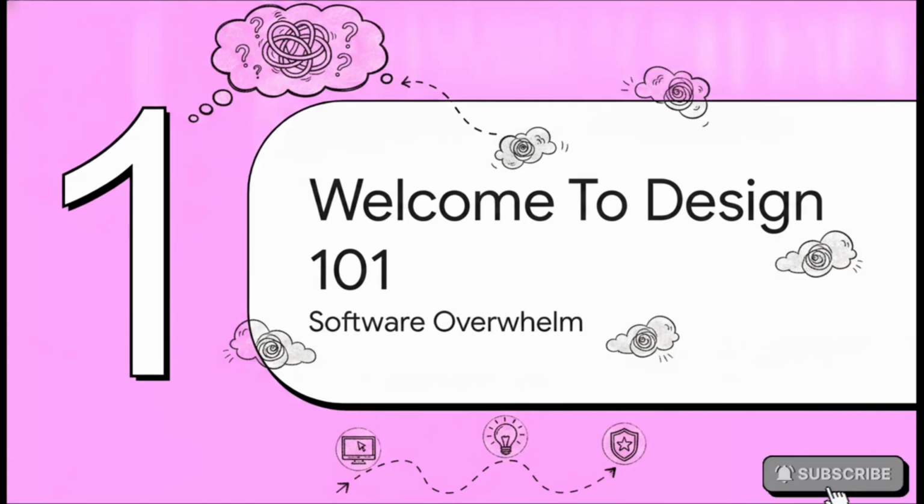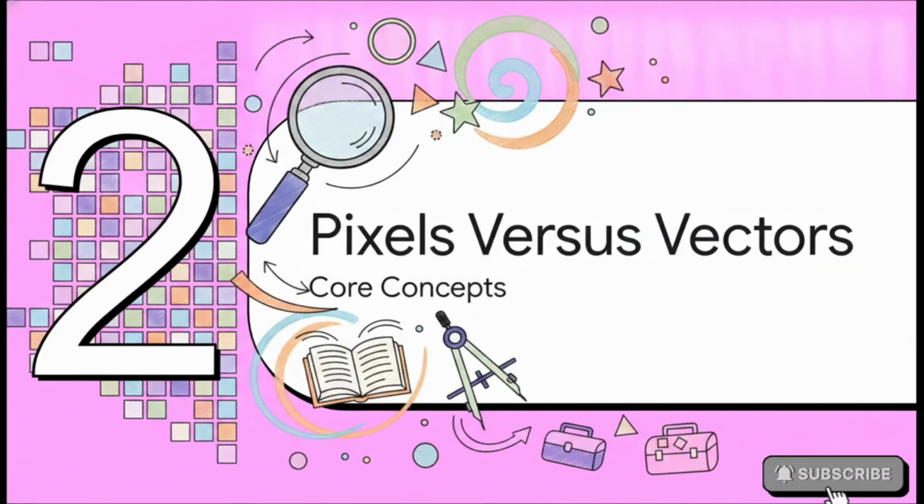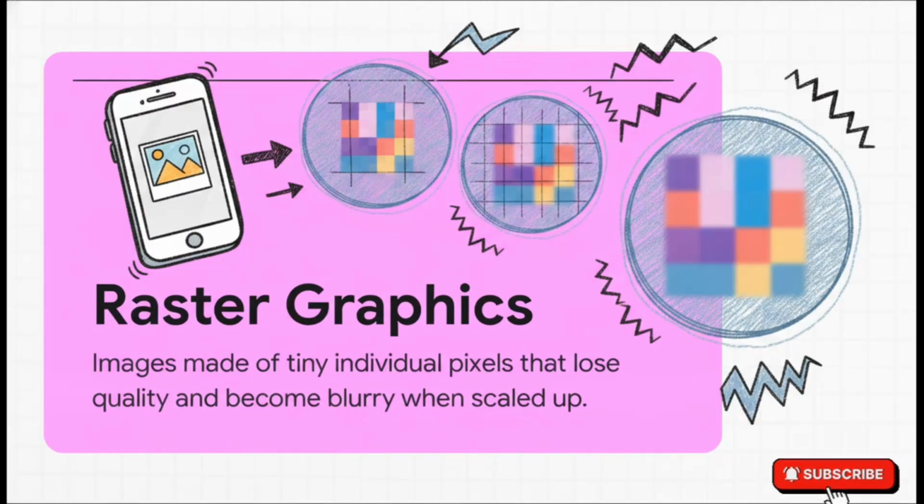All right, moving right along to Section 1. Welcome to Design 101, where we conquer that software overwhelm. Which brings us to Section 2, Core Concepts. It's time to tackle pixels versus vectors. Listen, before you even think about double-clicking a software icon, you absolutely must understand the two fundamental worlds of digital design. Seriously, jumping into the wrong format is a classic beginner mistake, and it will cost you hours of frustration.